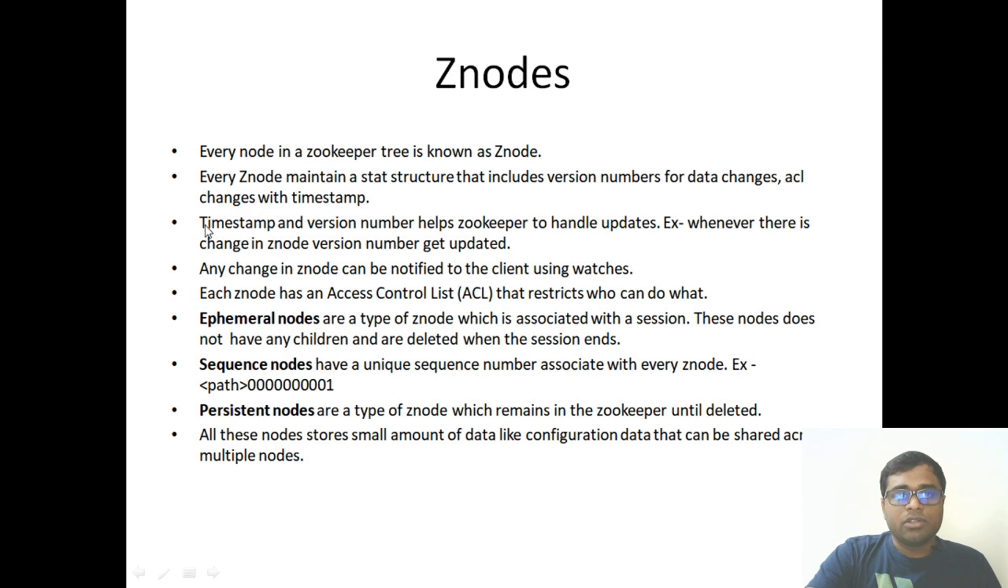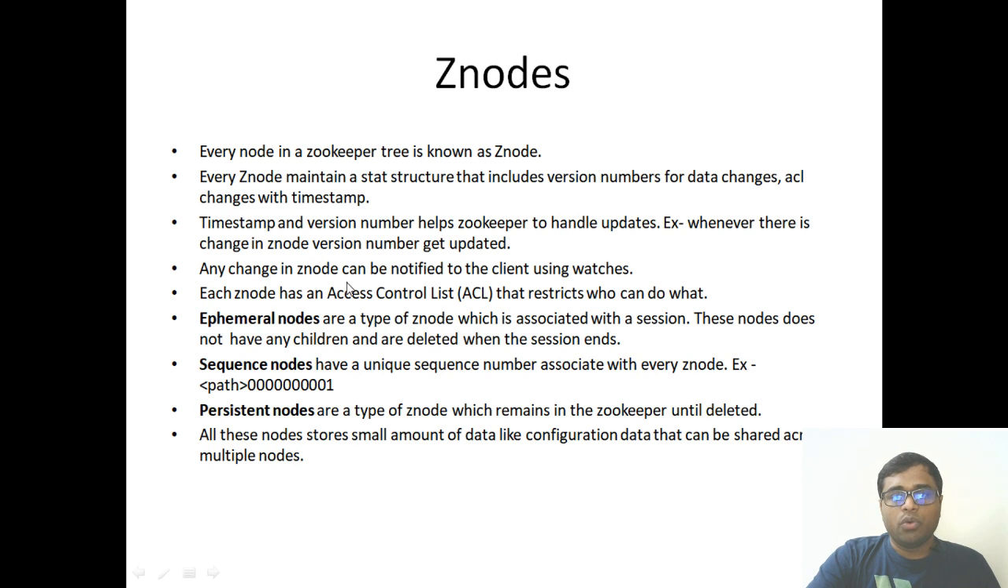A Znode also has timestamp and version number, which actually helps Zookeeper to handle updates. For example, whenever there is a change in the node, a Znode, the version number gets updated. We are going to see this practically in the forthcoming tutorials. So just to brief this, let's say there is some error or some issue happening, because of which there is a restart. During all these situations, timestamp and version number help to know whether the data is updated or not.